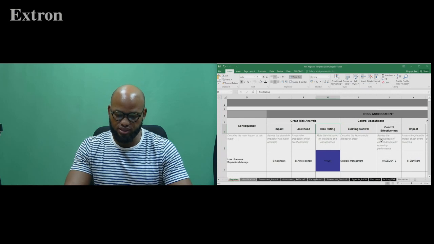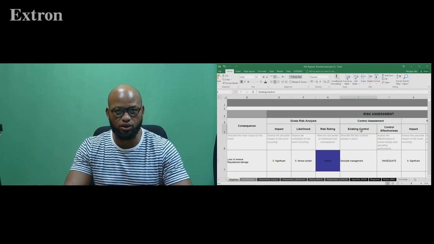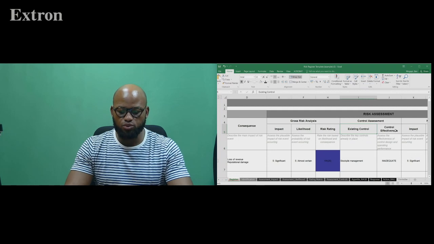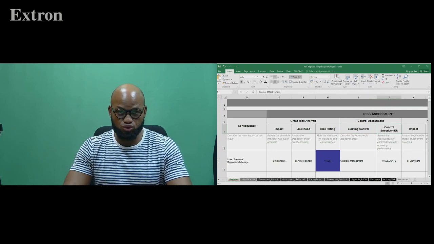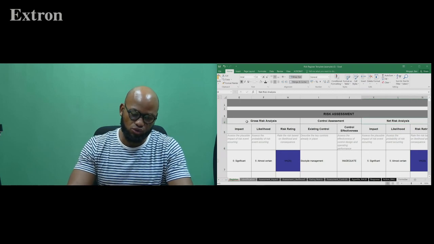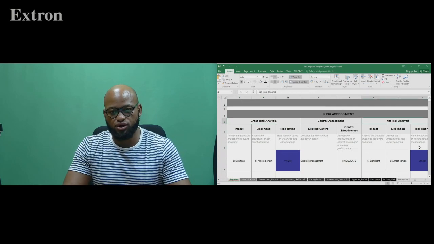Once we have a rating, the next thing to think about is to assess our existing controls. Do we have any existing controls in the organization that address this risk? If the answer is yes, then we want to evaluate the effectiveness of this control so that we can decide on a net risk. So in this section we're deciding on the gross risks, and here we are trying to describe the net risks.